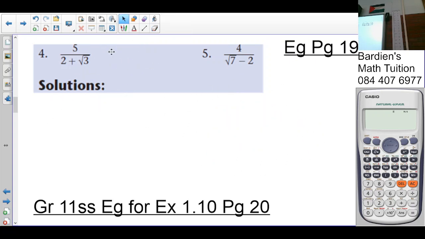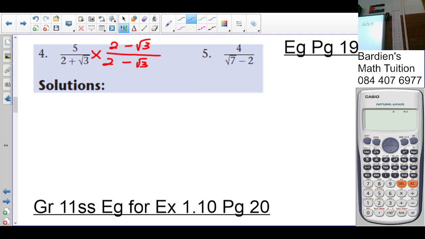Let me go again. So this we will multiply by its conjugate. And the conjugate of 2 plus root 3 is going to be 2 minus root 3. And what must go on top? 2 minus root 3. Why must the top and the bottom be the same? Because it's equal to 1, yes. You all agree with that? Is nobody confused now?